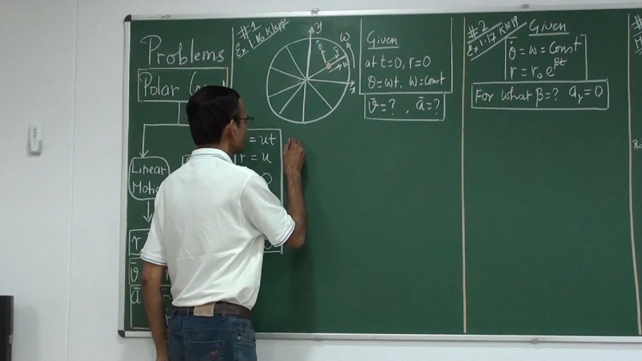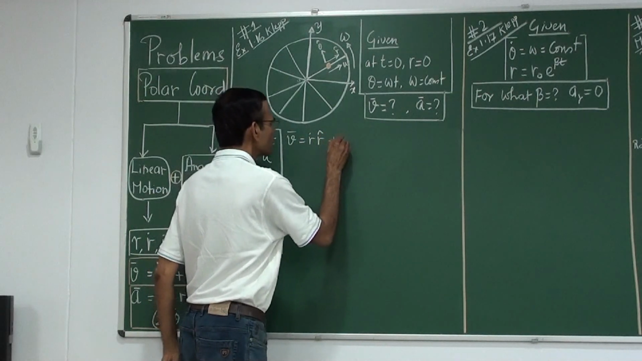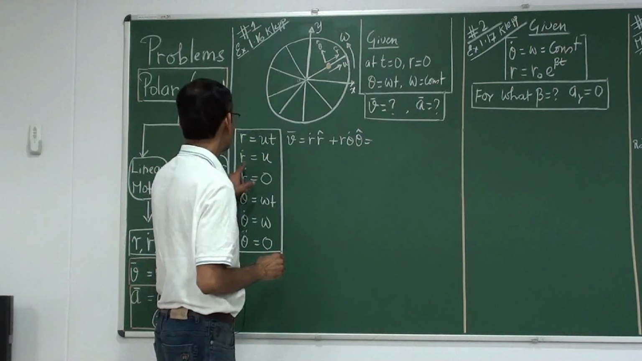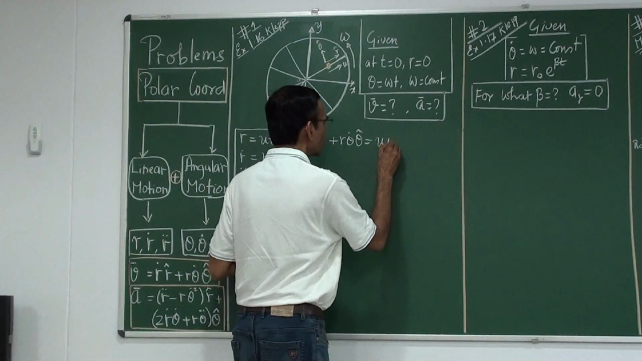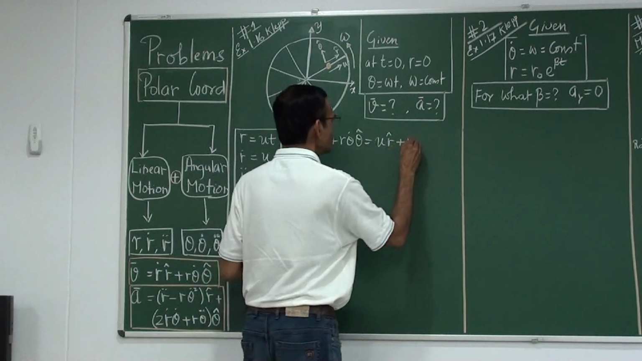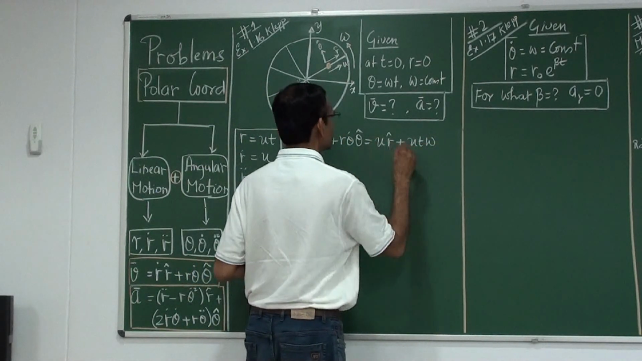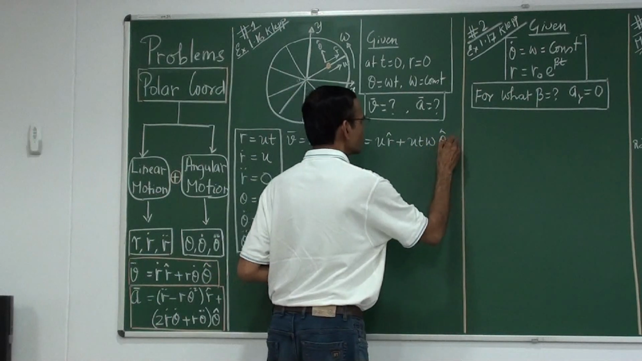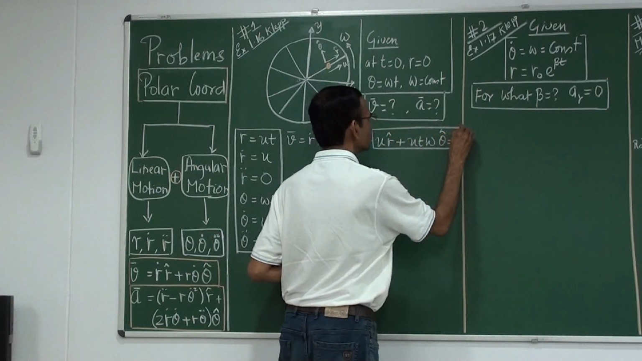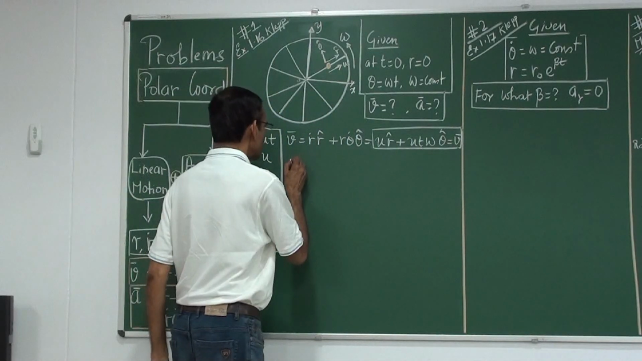Okay, so let us calculate the velocity vector. So v is equal to r dot r cap plus r theta dot theta cap. r dot is u r cap plus r theta dot, r is ut, theta dot is omega, theta cap. That's all. This is your velocity vector. So you can write it like this. Alright? Velocity vector.